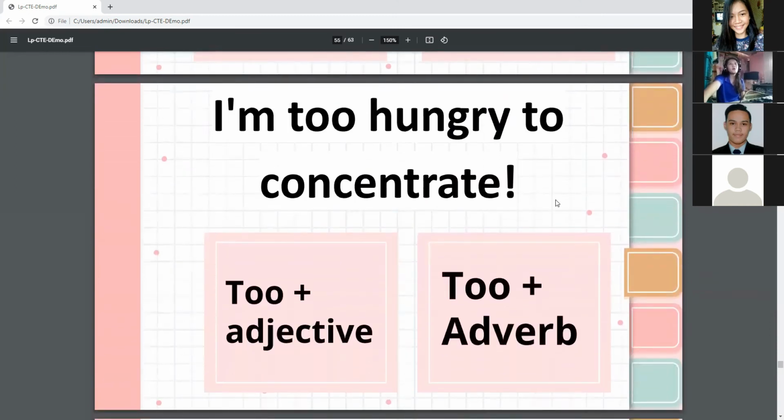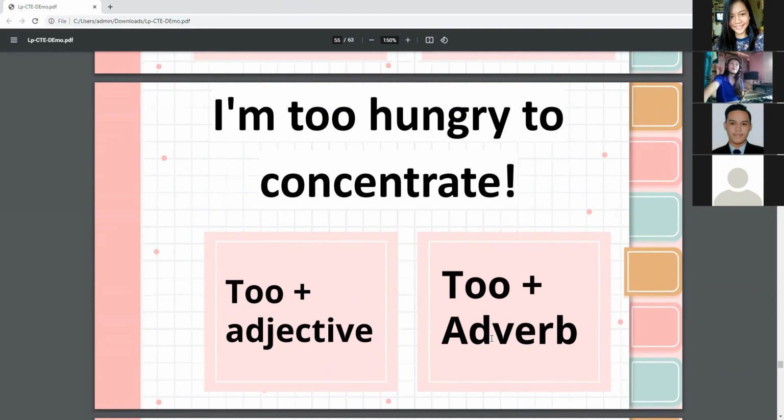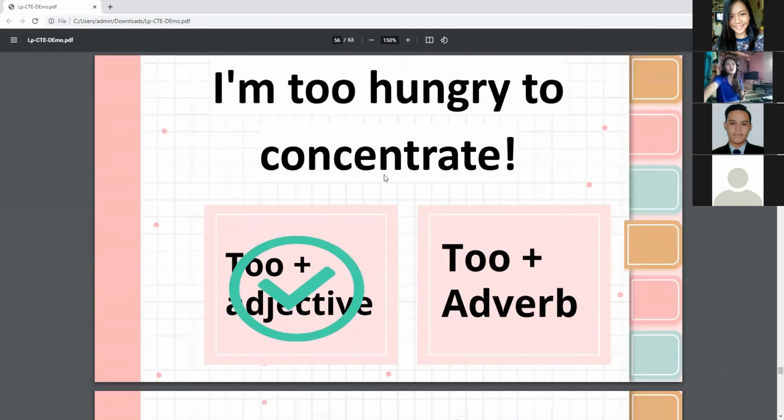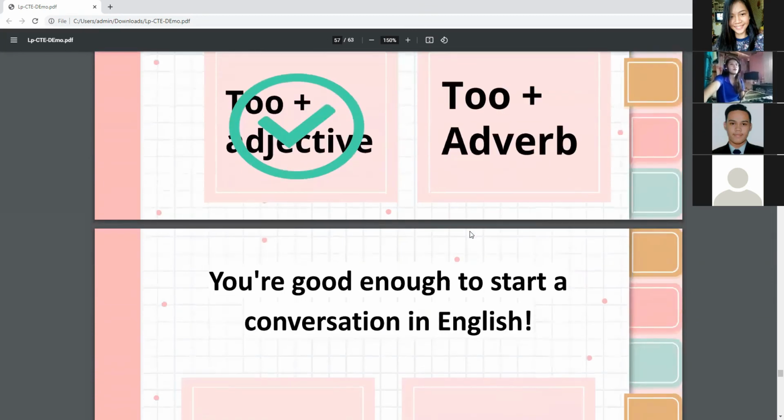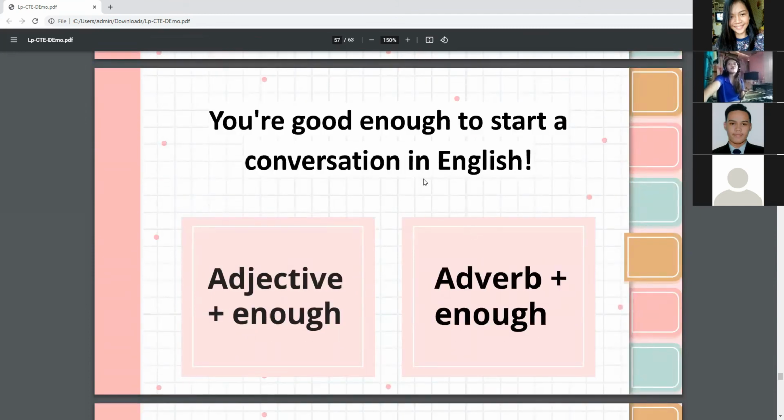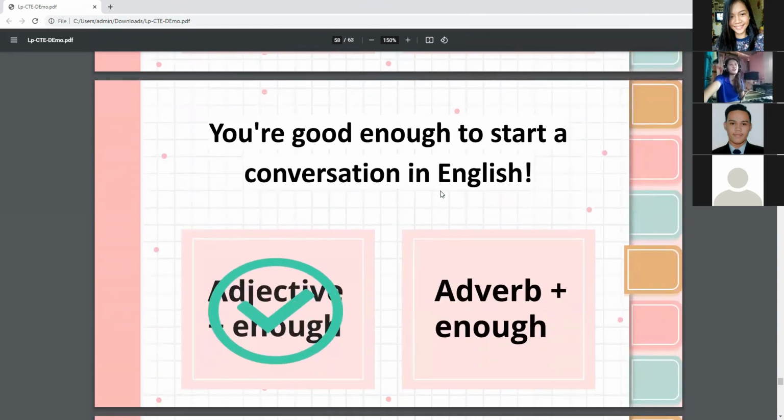Next. I'm too hungry to concentrate. Two plus adjective or two plus adverb? Anthony. I think two plus adjective. Two plus adjective. Let us see. Okay, very good. Because of the word, what is the adjective here? Hungry. Okay, very good. Next. You are good enough to start a conversation in English. So, adjective plus enough or adverb plus enough? Russell. I think, ma'am, that's adjective plus enough because of the adjective good. Okay, let us see. Okay, very good.